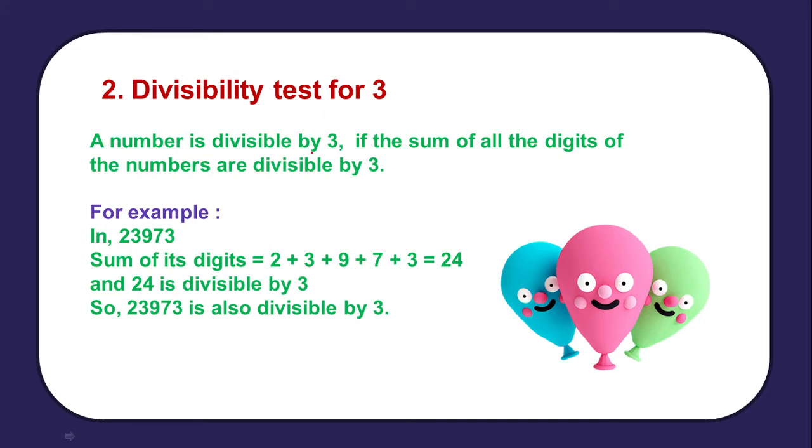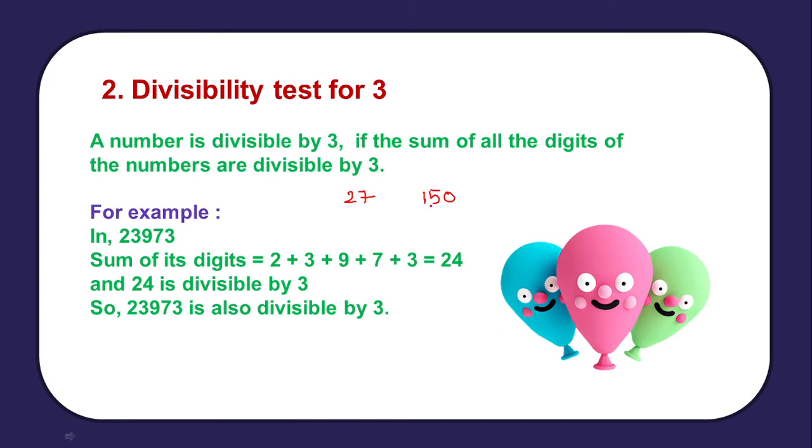A number is divisible by 3 if the sum of all the digits of the number is divisible by 3. Okay, this is also another trick. Let's take an example. I will be taking an example of 27. Everyone knows that 27 comes in the table of 3. That is 9 3s is 27. Then let's take one more number.